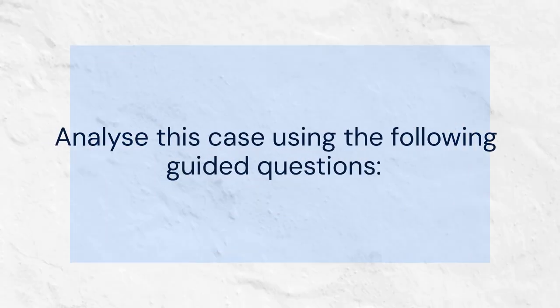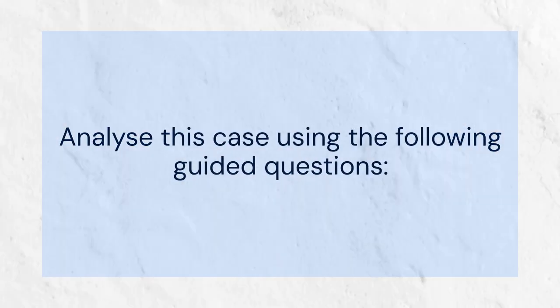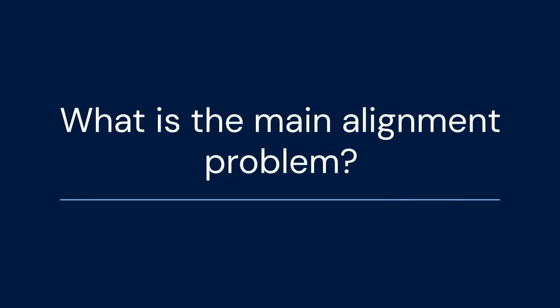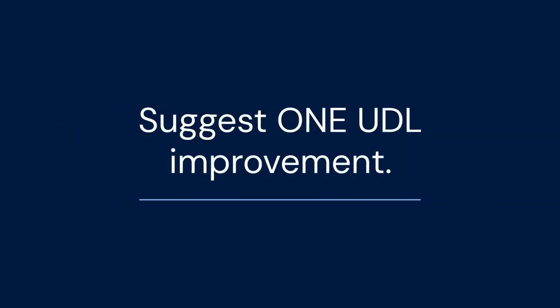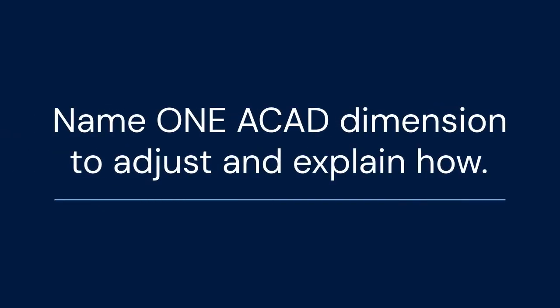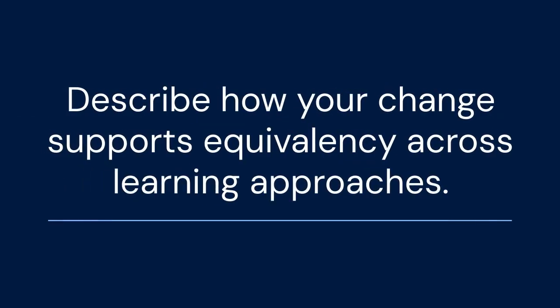Your task: analyze this case using the following guided questions. What is the main alignment problem? Suggest one UDL improvement. Name one ACAD dimension to adjust and explain how. Describe how your change supports equivalency across learning approaches.